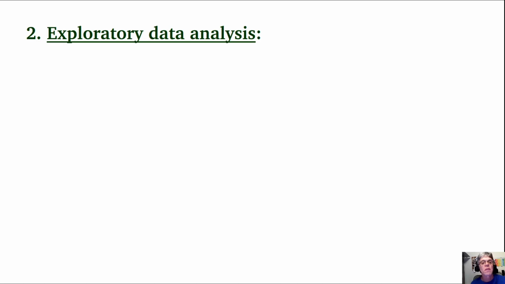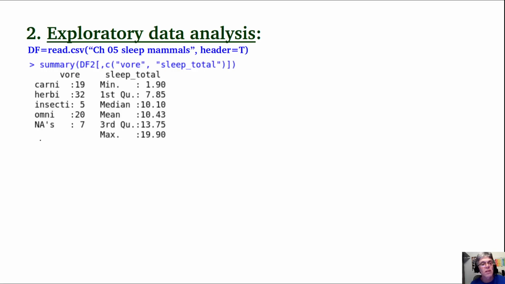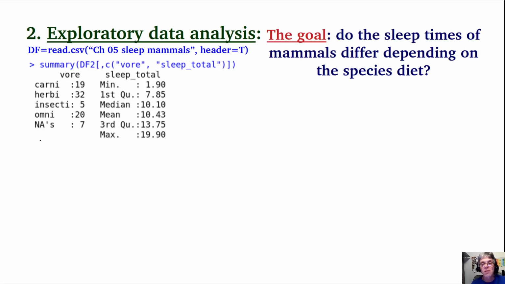So for the exploratory data analysis, we start again as usual by importing the data and calculating the descriptive statistics. The goal of the analysis is to show whether the daily sleep times of mammals differ according to their diet. Their diets are carnivore, herbivore, insectivore, omnivore, and 7 species for which there was no data on their diet.